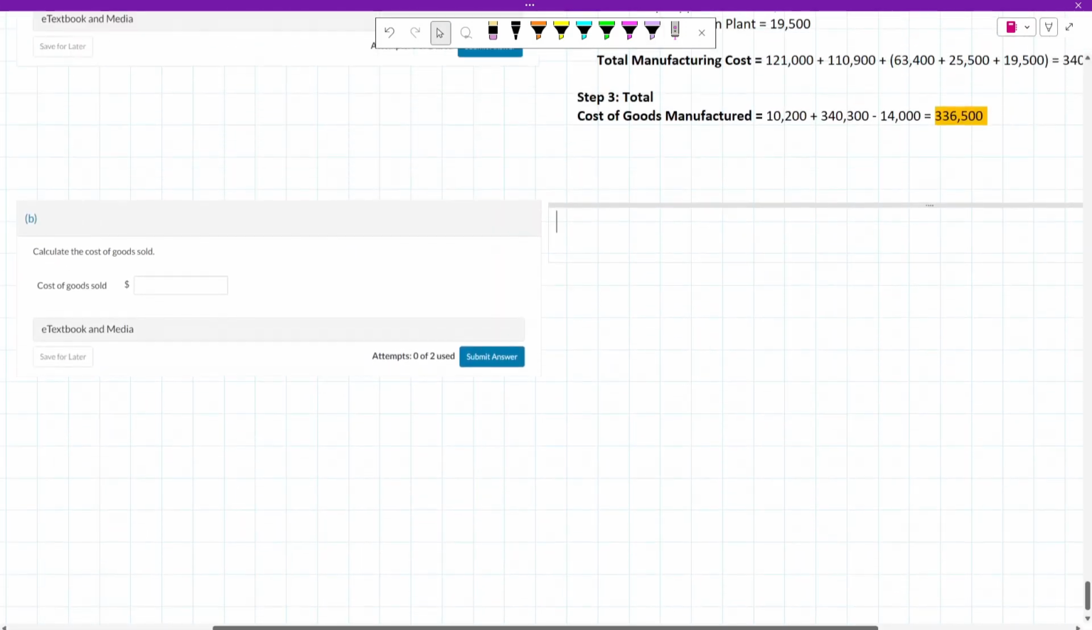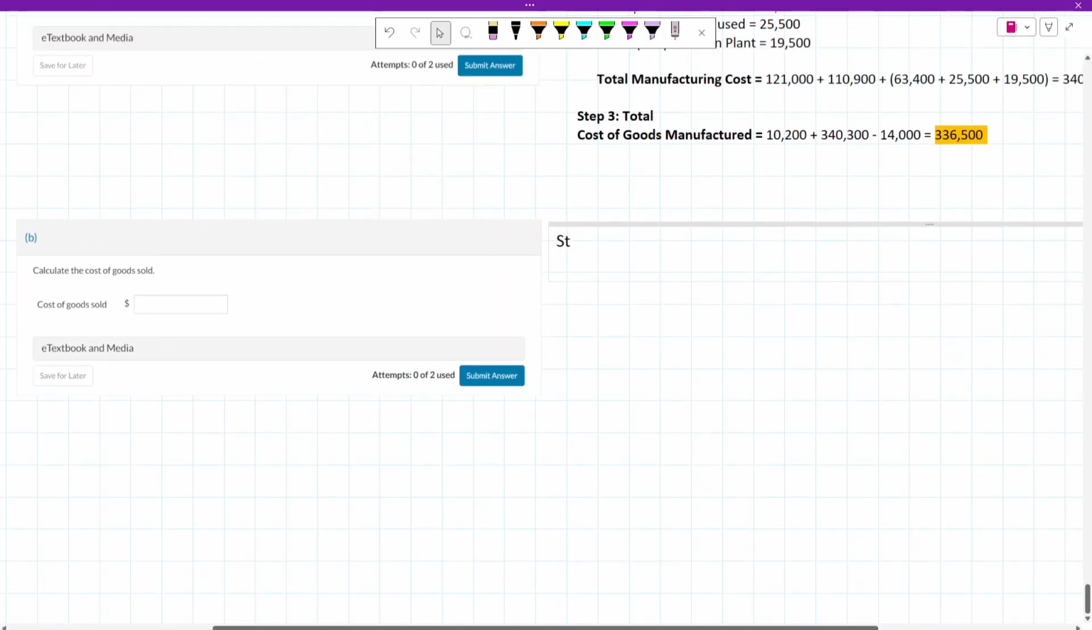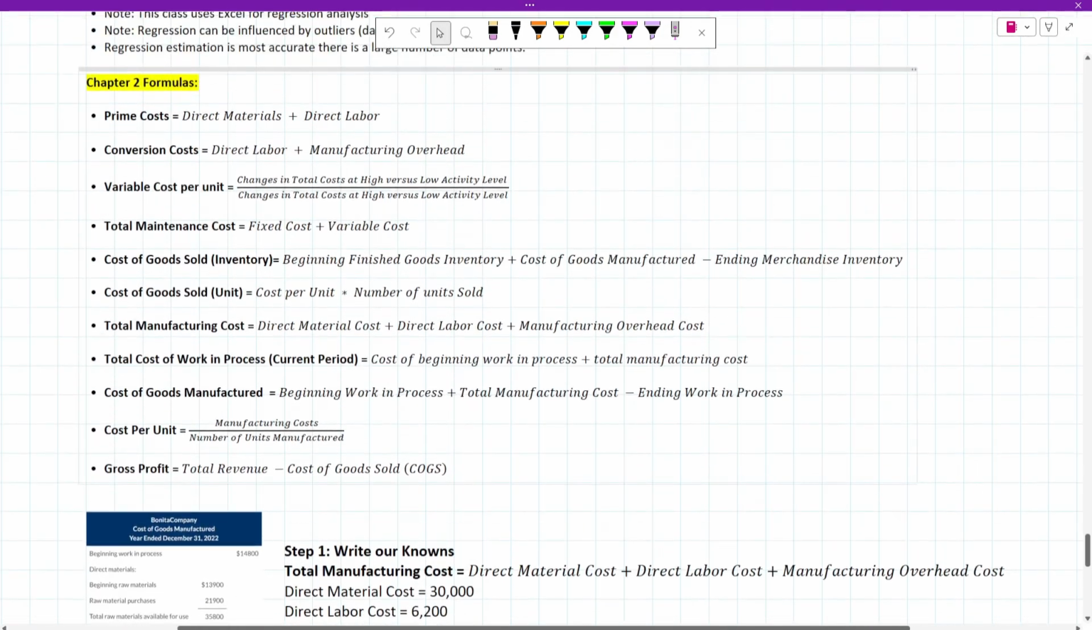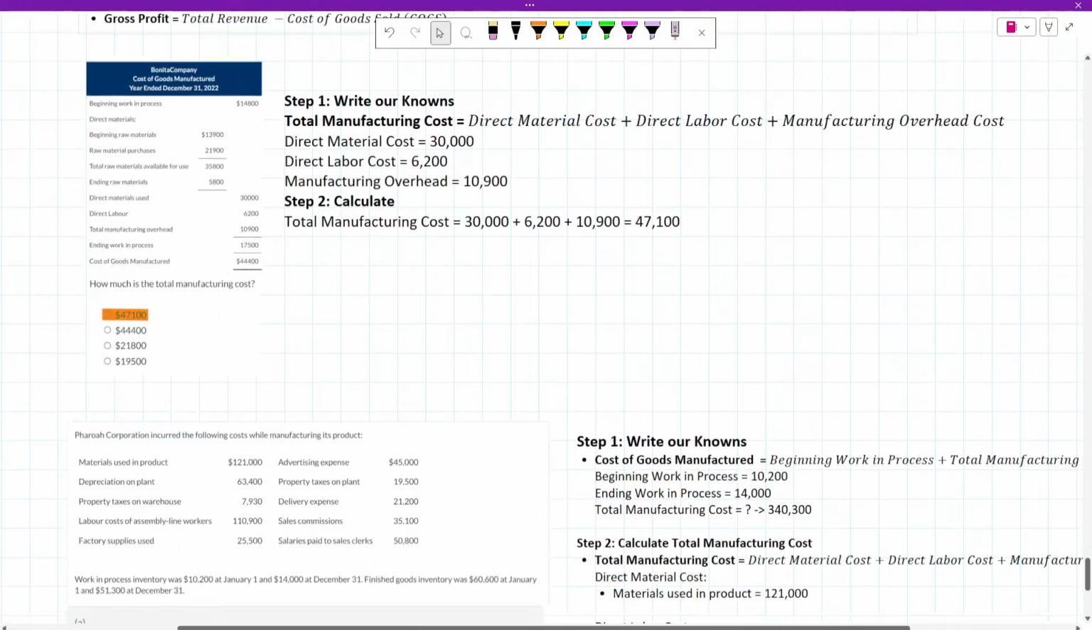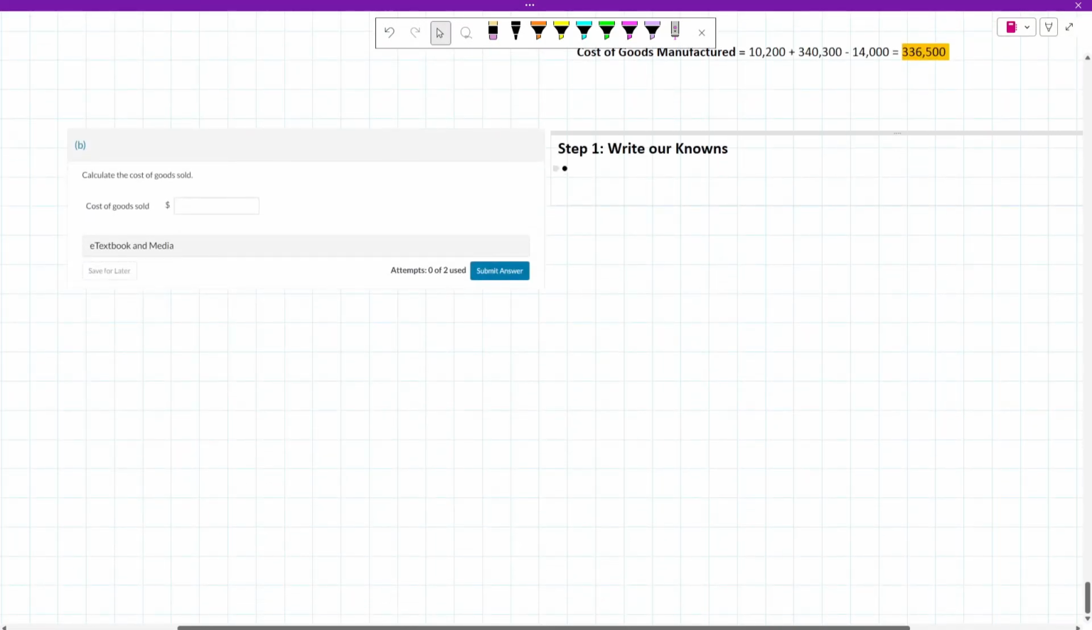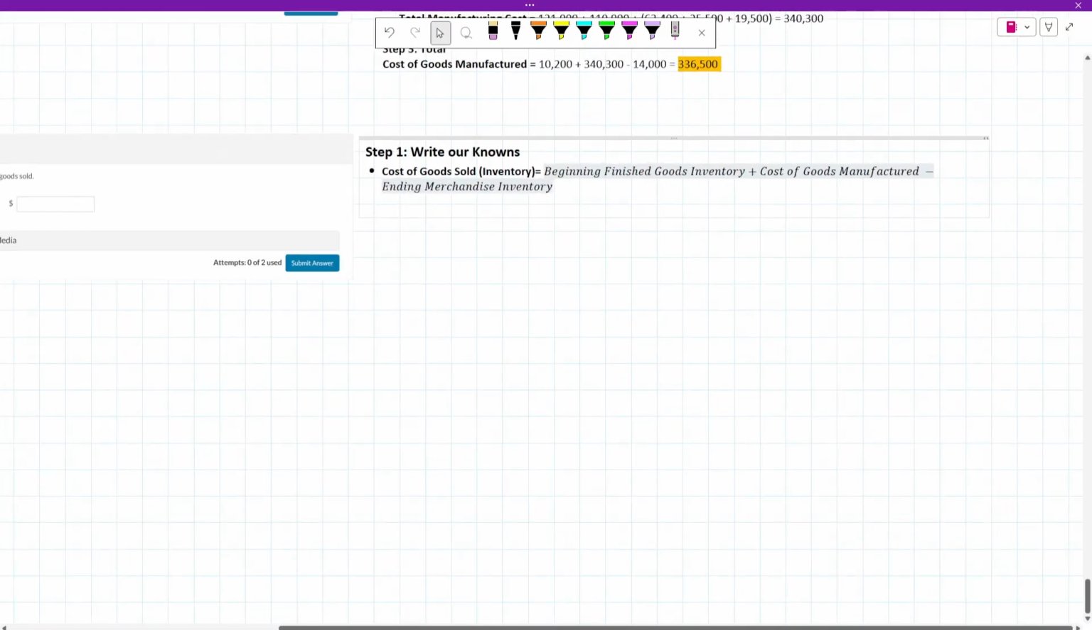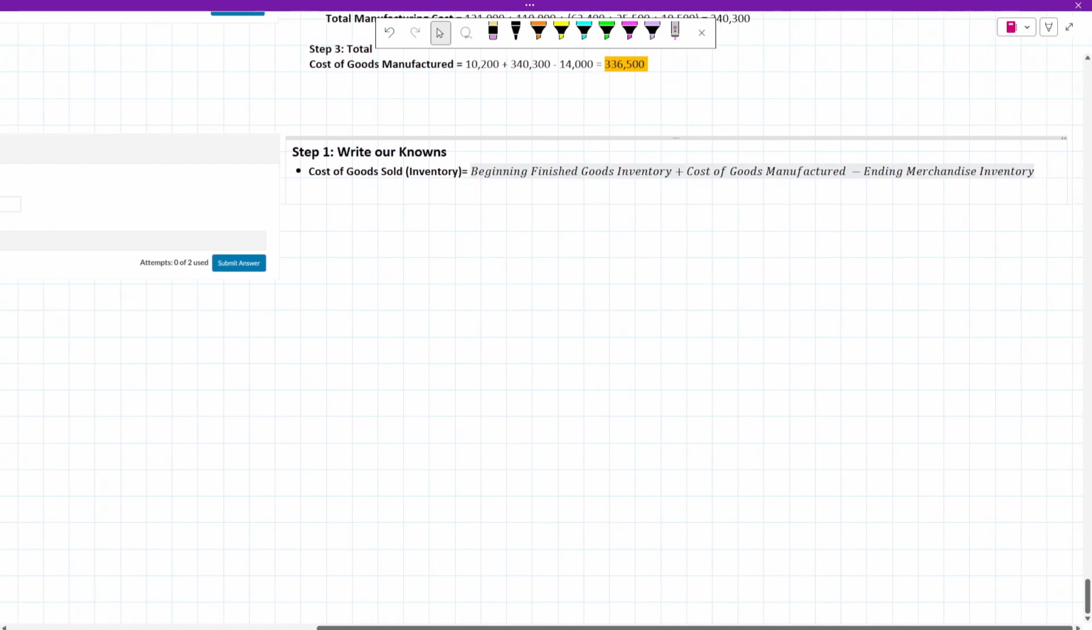All right, so for part B, calculate the cost of goods sold. So step 1, like all the other examples, let's write our knowns. Let's find our formula for the cost of goods sold. If you look here, you'll see 2 different types of cost of goods sold. Since we're working with inventory, we'll want to take this one. There's another example where we would take cost of goods sold, and that's when we're dealing with units sold. So let me just paste that. Make this bigger so everything fits.